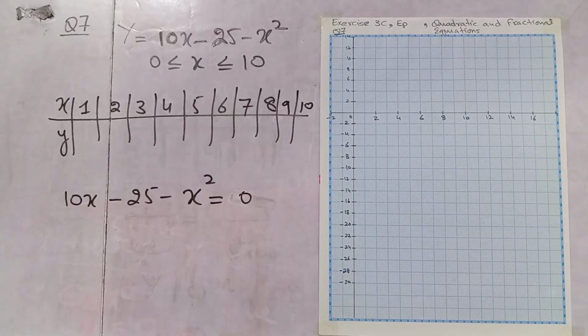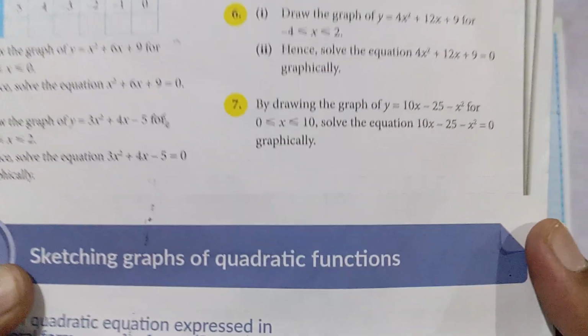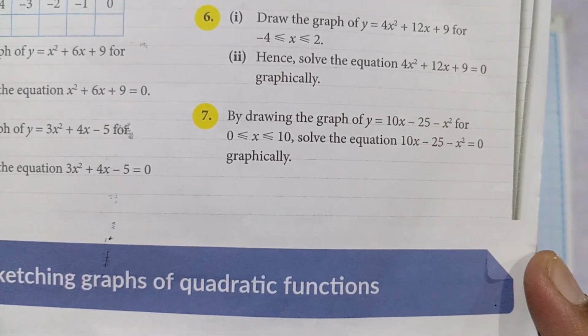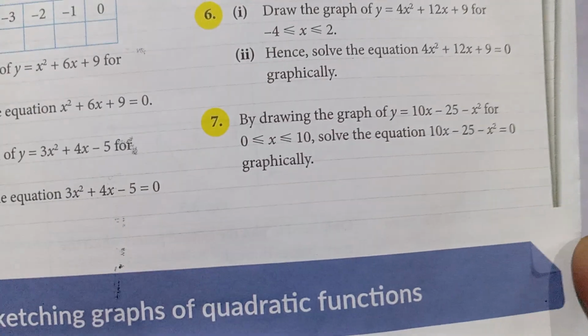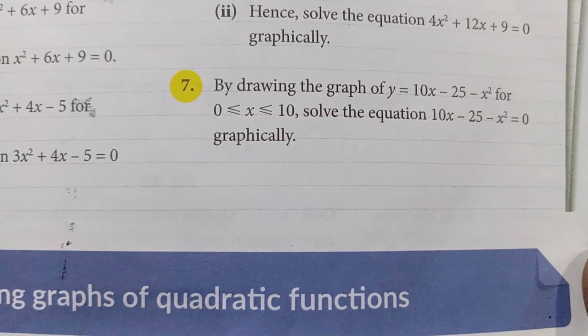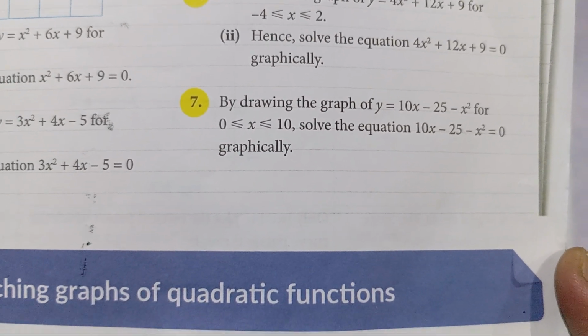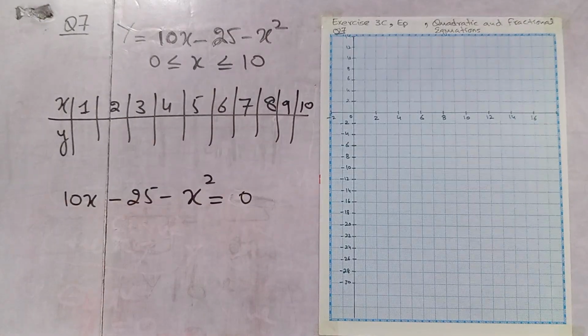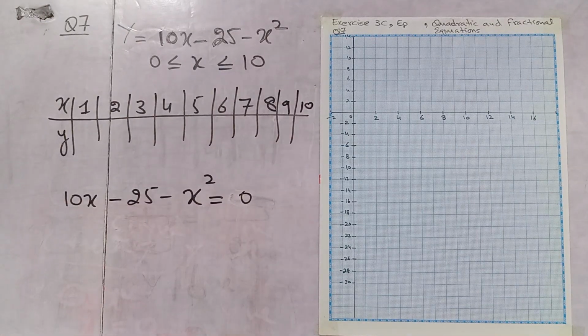So, my dear students, now the question number 7, which is the last question of this exercise, exercise 3C. You see, the last question of this exercise is showing up on your screen. Question number 7, by drawing the graph of y equals 10x minus 25 minus x square, for x from 0 to 10, solve the equation 10x minus 25 minus x square equals to 0 graphically. Okay. So we are going to take the values from 0 to 10.